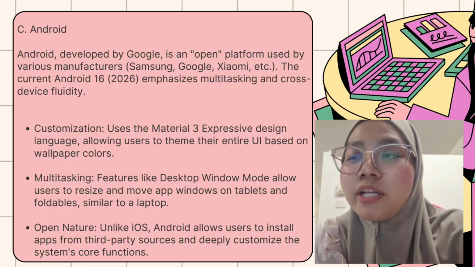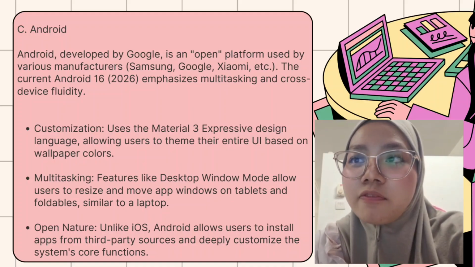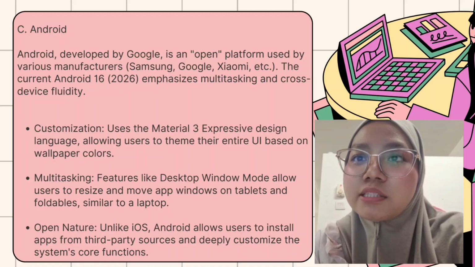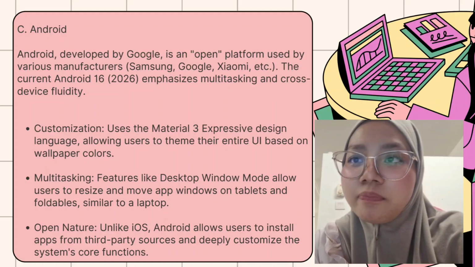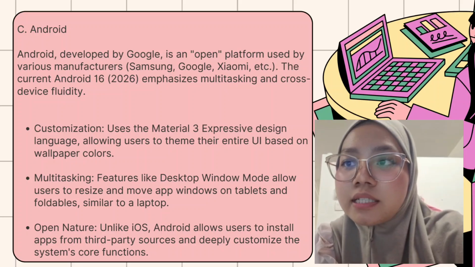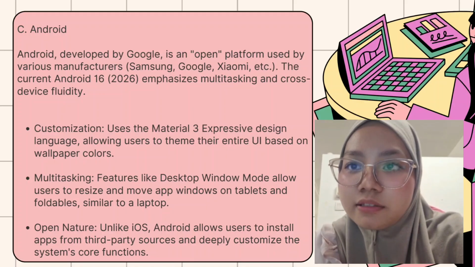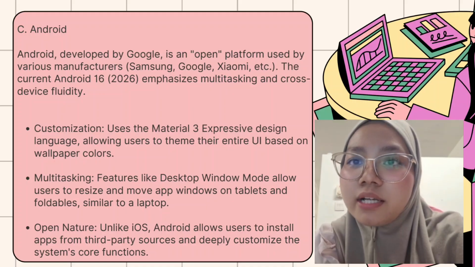Part 3, Android. Android, developed by Google, is an open platform used by various manufacturers: Samsung, Google, Xiaomi, etc. The current Android 16, 2026, embeds multitasking and cross-device flow. Customization uses the Material 3 interface design language, allowing users to theme the UI based on wallpaper color.